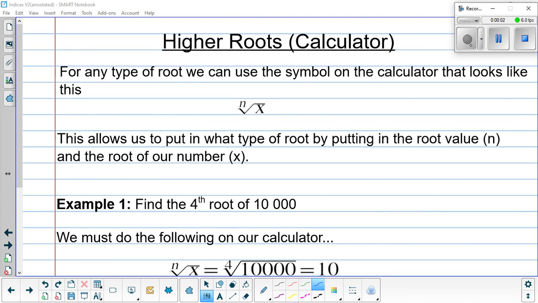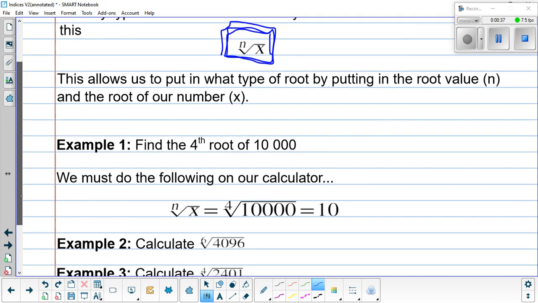Alright, back with Mr. Canada, and we're looking at higher roots. When we're doing higher roots, we're solely going to look at the calculator method. This is where we use a symbol that looks like this. It has a little n value. Sometimes it shows with just a little blank square, which tells us we can put in any value we want. Our root value is this n, and our base number is always where we put the x or the a. So here, find the fourth root of 10,000.